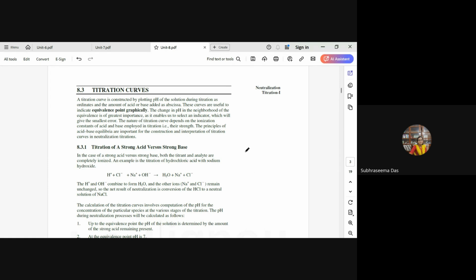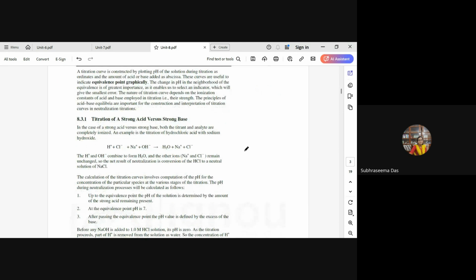So now let us talk about the titration of a strong acid versus a strong base, that is HCl and NaOH. So here the H+ and OH- ions combine to form H2O, whereas in the solution the Na+ and Cl- remain as such. So that is why the pH of this solution remains neutral.